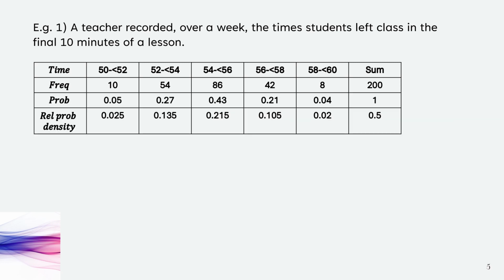So firstly, we work out the probability. For the first one, the frequency was 10 out of 200, so 10 out of 200 is 0.05. The next one is 54 out of 200. And the probabilities add to 1. But for the relative probability, because each bracket is 2 minutes, we divide each by 2 so that it's relative to the actual per minute. It'll make sense when we calculate why we need to do this. So it's 0.025 per minute.